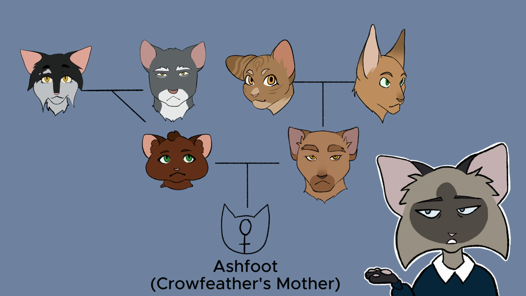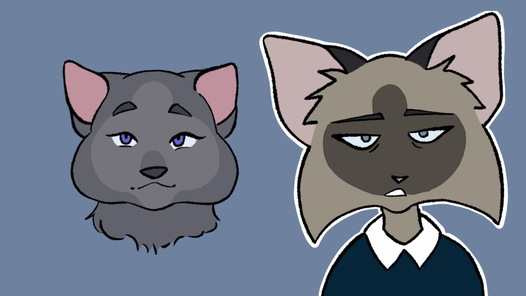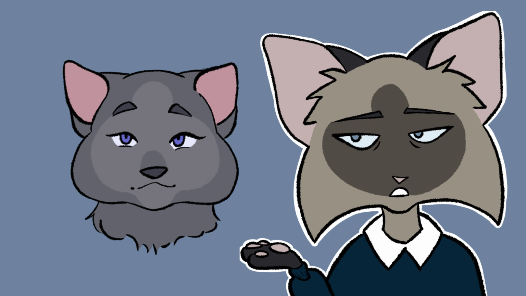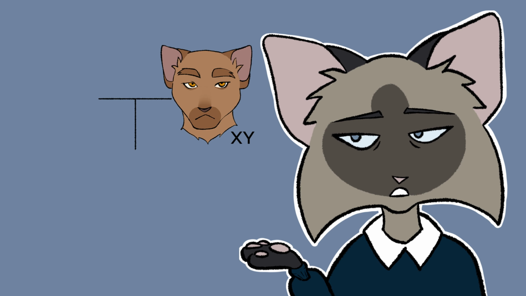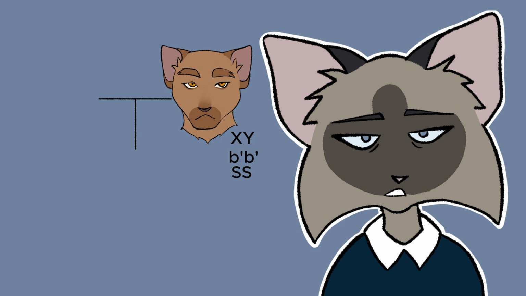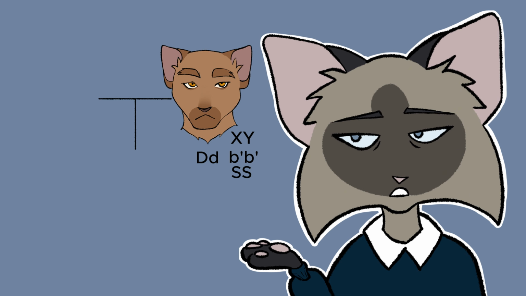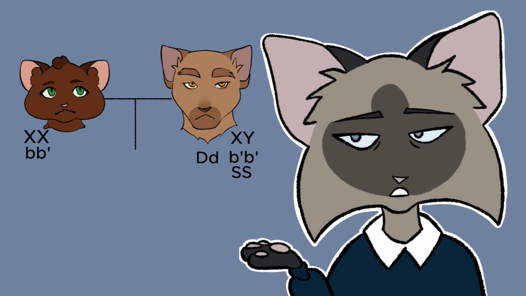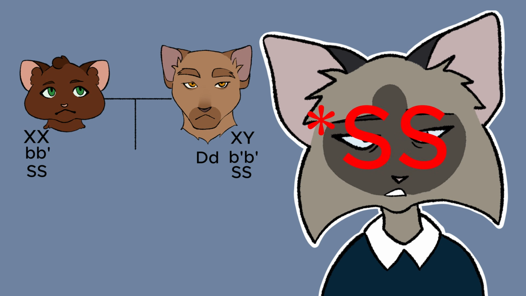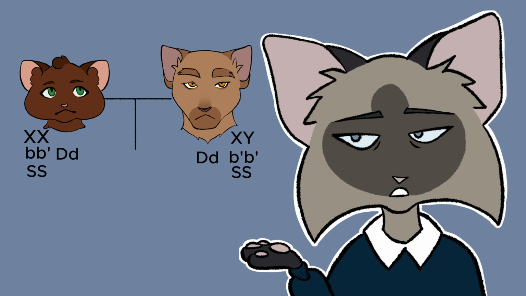So now we have the completed genetics of Stagleap and Renflight, who are Ashfoot's parents. Now remember, Ashfoot is Crowfeather's mother, so we are getting closer. Now in the books, Ashfoot is described as gray, so let's see how close we can get. Just a quick recap. Stagleap is XY with a base color of black. He is also B prime for his locus B, big S for his locus W, and big D for his locus D. And Renflight is XX with a base color of black, little b, b prime for her locus B, big S for her locus W, and big D for her locus D.